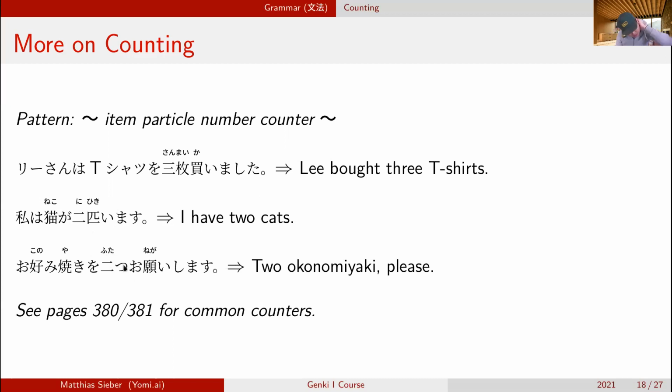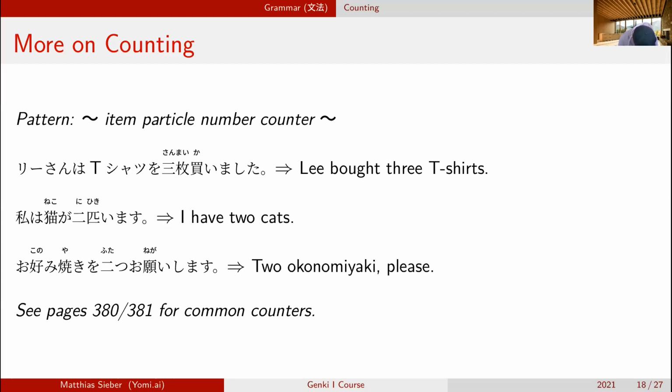There's a great reference on pages 380 and 381. I say great, it's useful. It's probably not the best I've seen, or maybe it is. I should really try to find a good counter chart. There you can see the different counters. Mai, for example, is in the first column. It says sheets here, but it also applies to t-shirts. Then do, ju, man, etc.